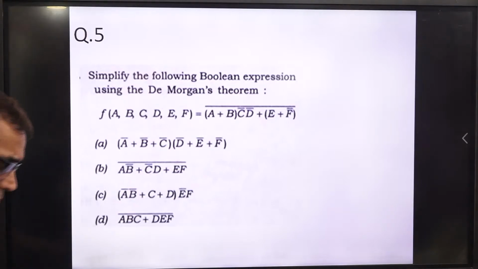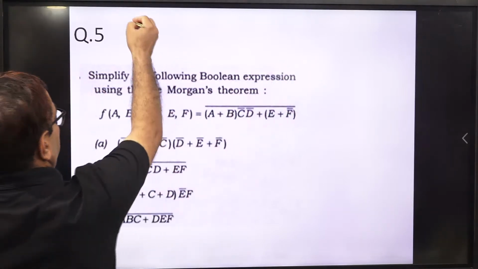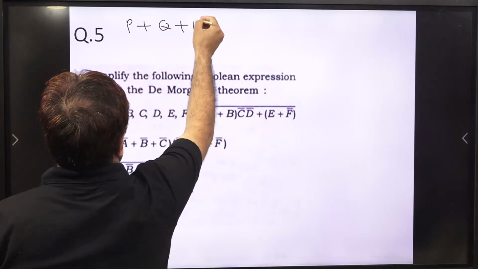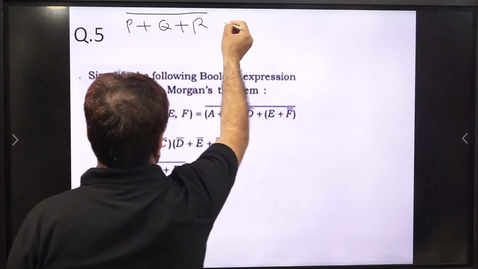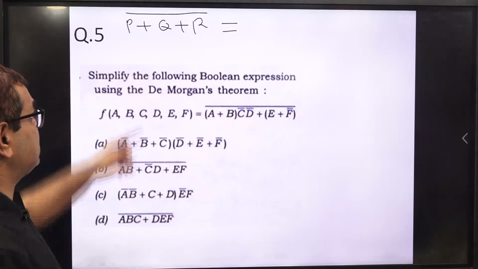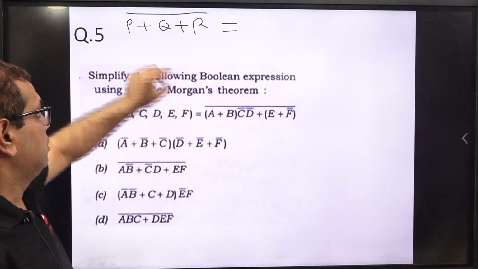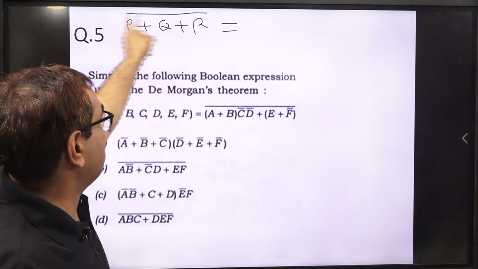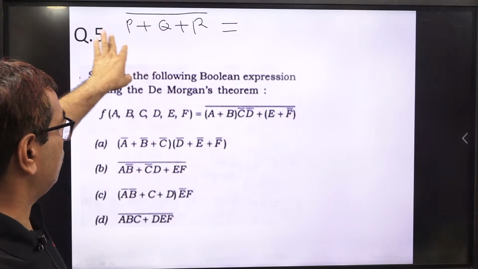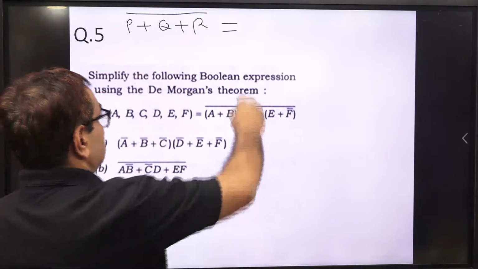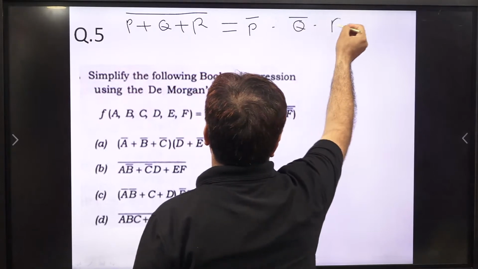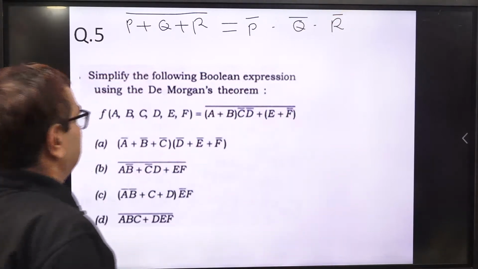So De Morgan theorem you all know. If we have P plus Q plus R and we want to write its complement, this plus is converted into dot, right? Boolean addition is converted into Boolean multiplication, and we put the complement symbol over each variable. So this is P bar into Q bar into R bar. This is the method.